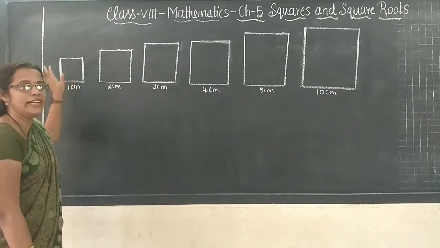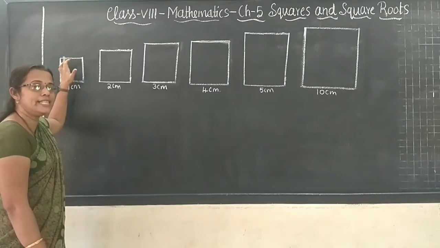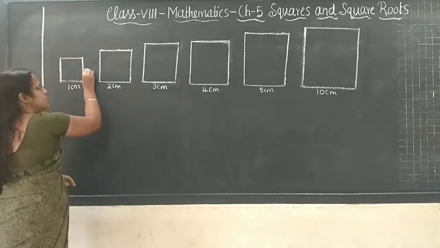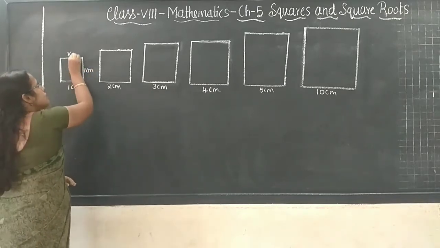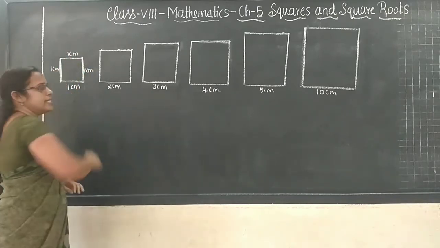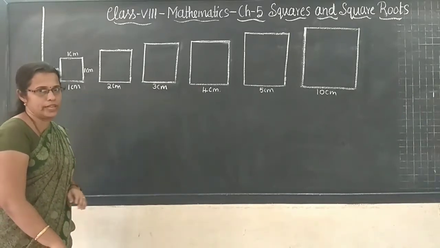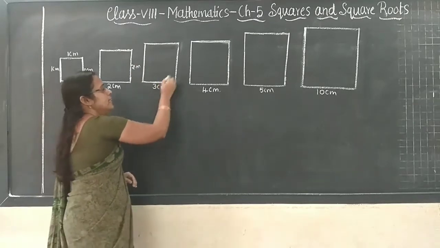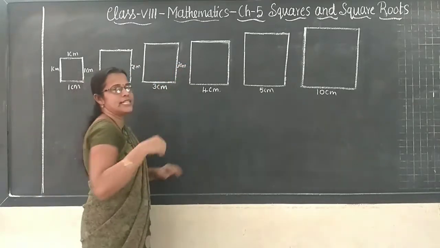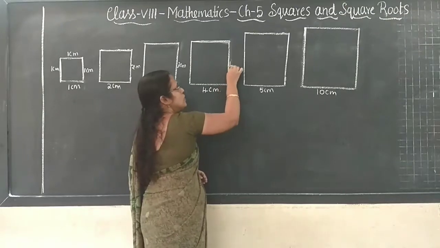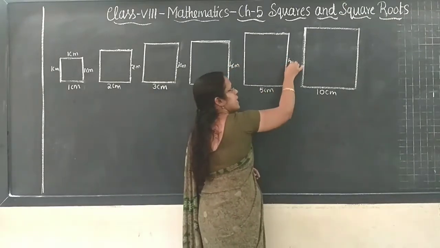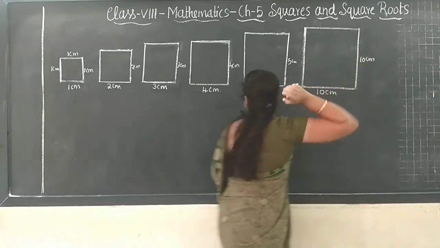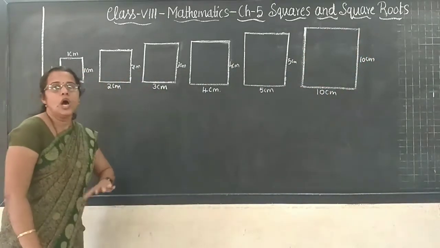What is the speciality about a square? All sides are equal in a square. If this is 1 centimeter, what is this? 1 centimeter. Then all sides 1 centimeter is a square. Even here it is 2 centimeters, so this is also 2. Then this is 3 centimeters, all sides 3 centimeters. Then 4 centimeters, here all sides 5 centimeters, then this is 10 centimeters. So some squares are written on the board.